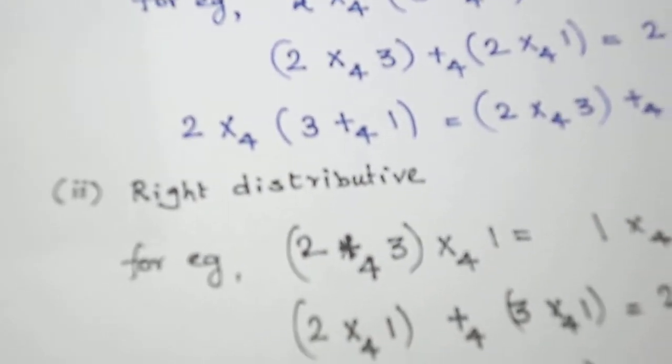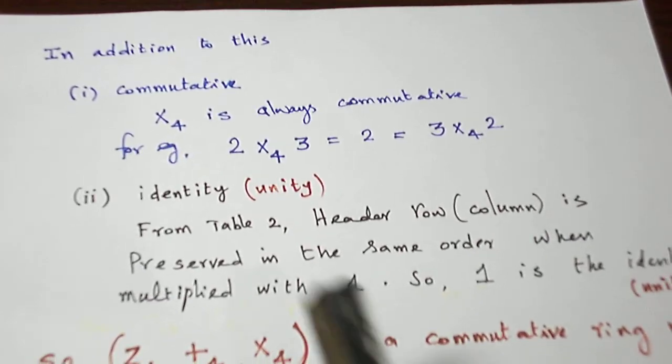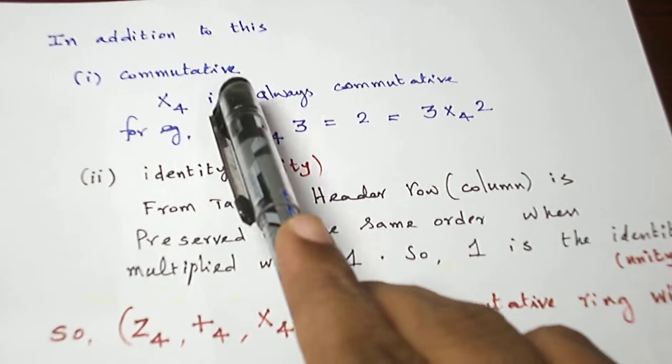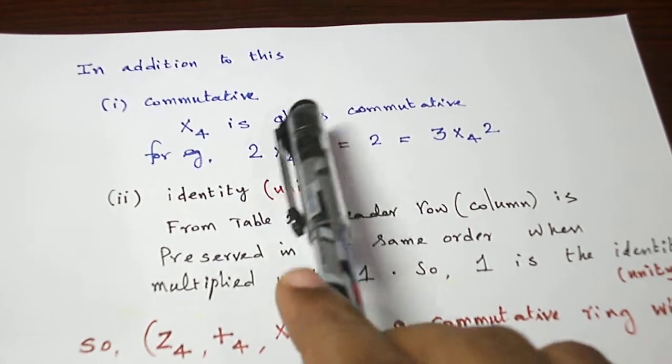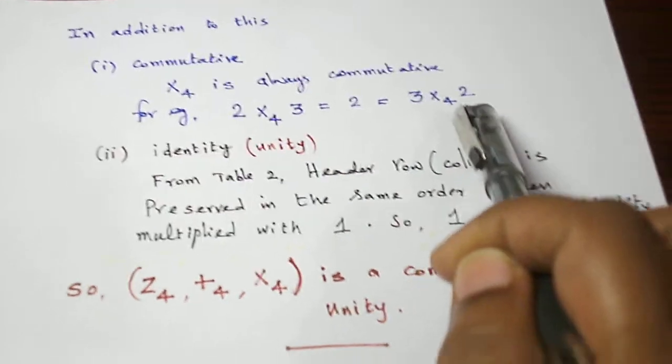And finally, let us verify the commutative and identity with respect to the second operation. Multiplication modulo 4 is always commutative. Let us illustrate with one example.